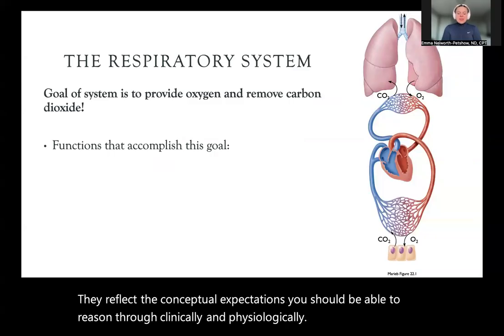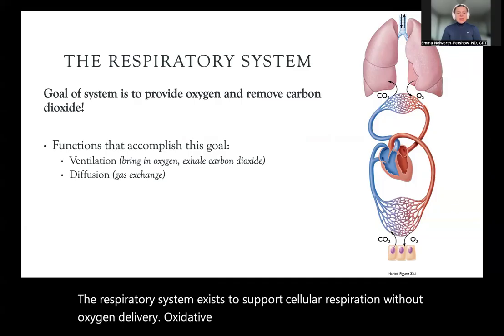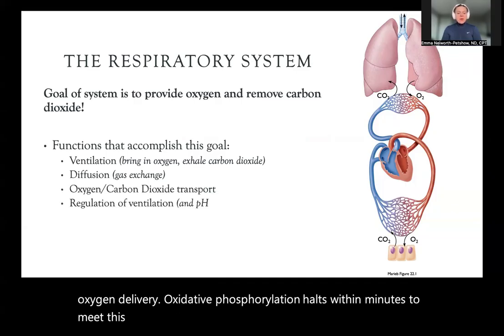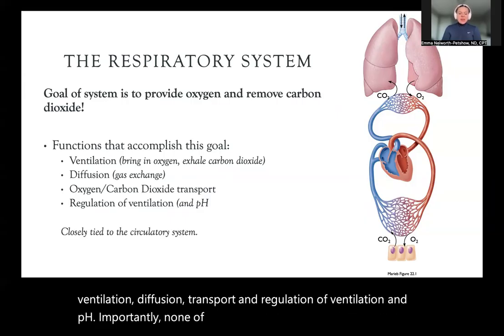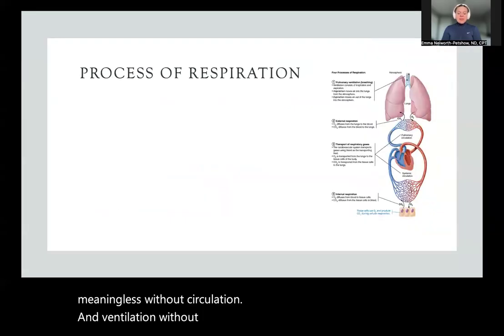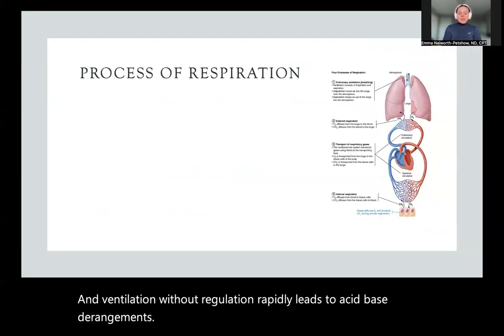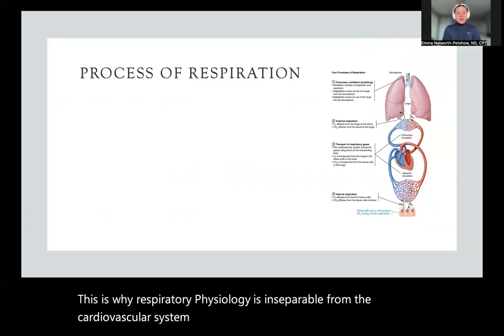The respiratory system exists to support cellular respiration. Without oxygen delivery, oxidative phosphorylation halts within minutes. To meet this demand, the system performs four integrated functions: ventilation, diffusion, transport, and regulation of ventilation and pH. Importantly, none of these occur in isolation. Gas exchange is meaningless without circulation, and ventilation without regulation rapidly leads to acid-base derangements. This is why respiratory physiology is inseparable from the cardiovascular system and the renal system.